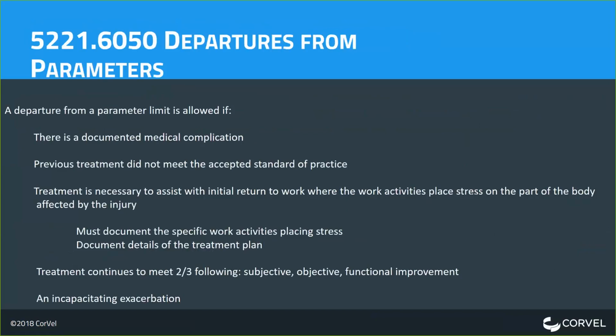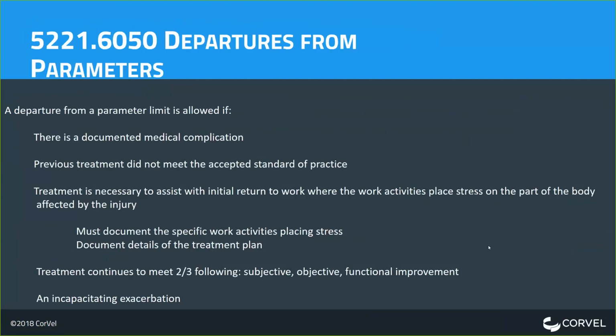Departures from the treatment parameters are also noted in section 6050 that deals with general treatment parameters. So a departure is allowed if there's a documented medical complication, or if the previous treatment did not meet the accepted standard of practice, or if the treatment is necessary to assist with initial return to work, where the work activities place a stress on the part of the body affected by the injury, and in that case, the provider must document the specific work activities placing the stress and the details of the treatment plan.